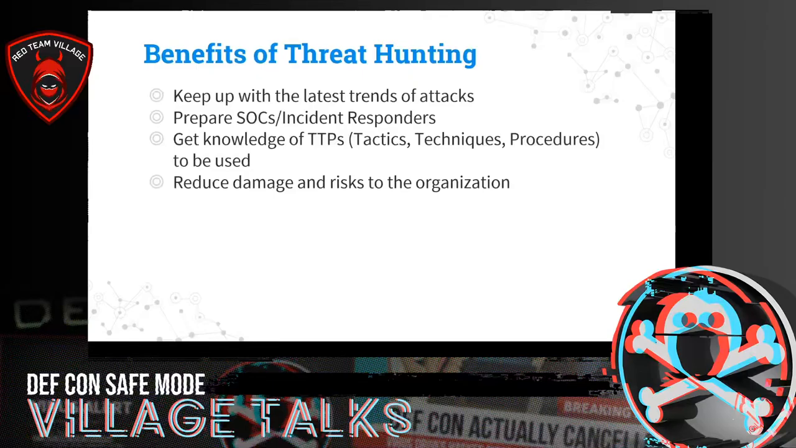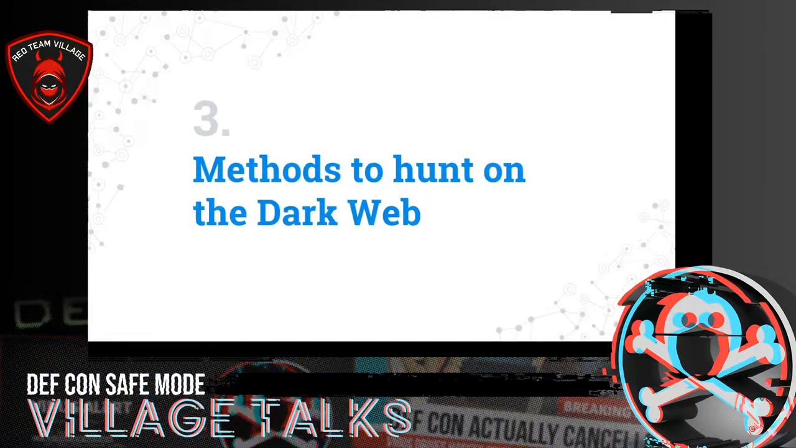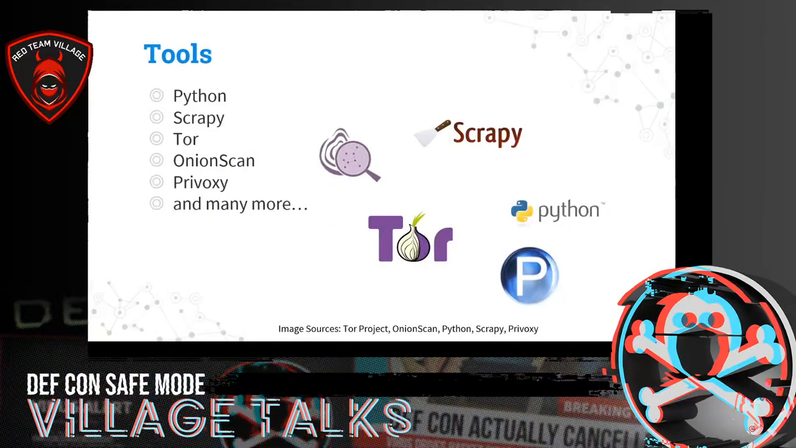So coming to the methods to hunt on the dark web, we will discuss some tools that are used to hunt on the dark web, and then we will discuss the human element that can be used to hunt on the dark web. Talking about the first tool that's really important for this, it is Scrapy. It's a web crawling framework. It's so famous and important because it manages multi-threading automatically, so you don't have to spend too much time on the multi-threading part, because it already has capabilities for multi-threading using one or two lines of parameters.